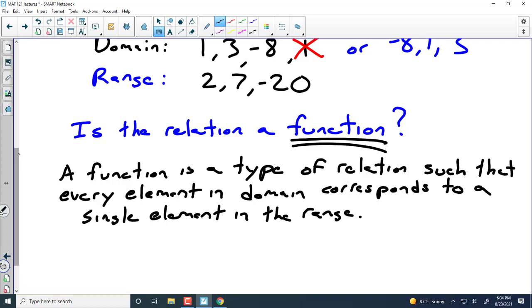in the range. Now, if that looks too wordy to you, join the club. I'm going to explain what it means in a second. A function is a type of relation such that every element in the domain corresponds to a single element in the range. And we'll see exactly how to determine whether or not the relation you're looking at is a function or not.